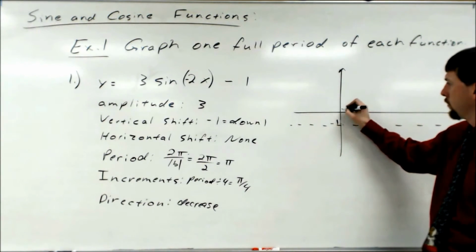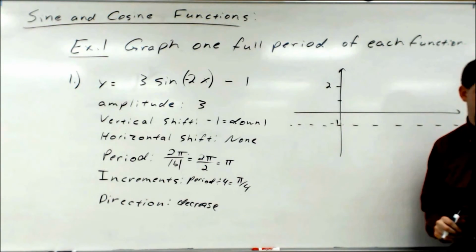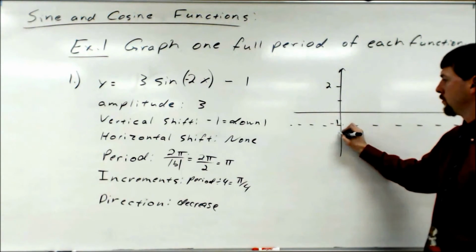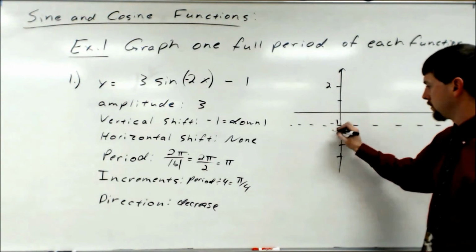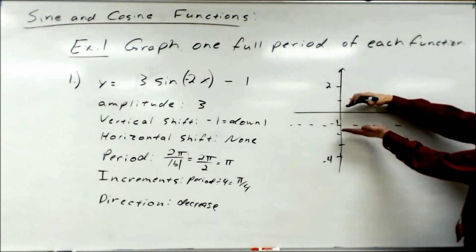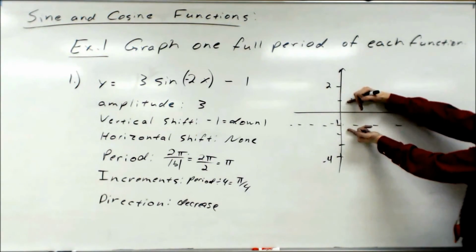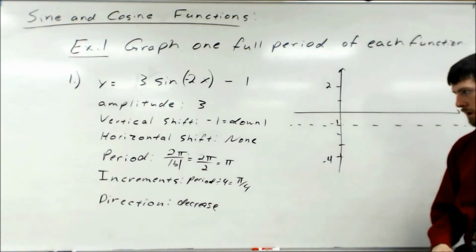So our high point is going to be 1, 2, 3 points above that. Our low point is going to be 1, 2, 3 points below that. So it'll be -4. So we can already see our graph is no longer between 1 and -1. It's been stretched out and moved down. Horizontal shift, we have nothing to worry about there.